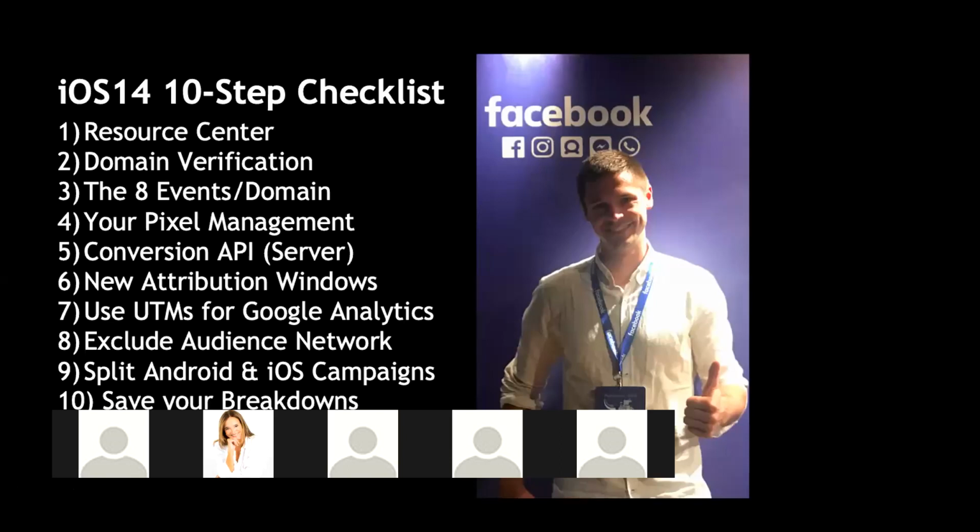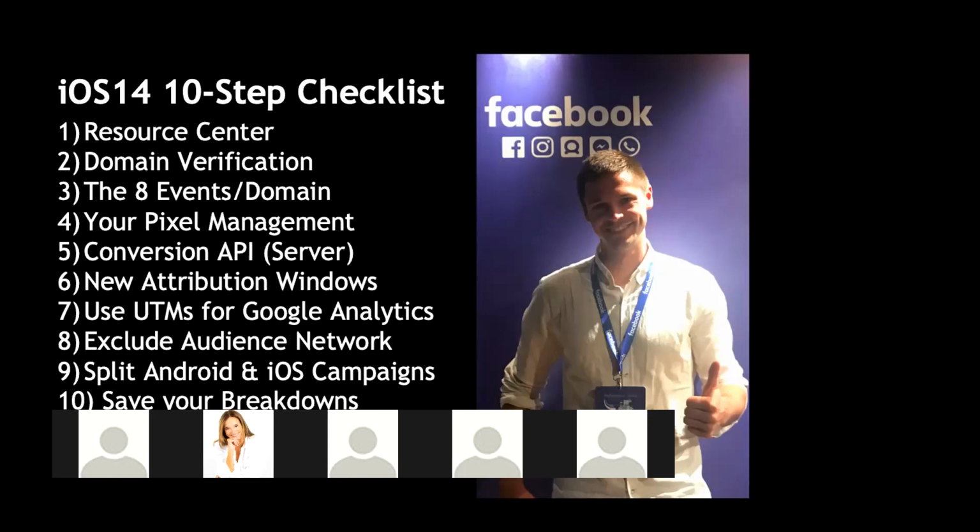And that's basically the summary of our wonderful 10-step checklist. First, Facebook sends you these warnings in the resource center for a reason, so go after them and make sure that you don't have any warnings there anymore. Second, verify your domain. The easiest way to do it is with the meta tag, which is basically just copy-pasting the snippet into the header of your website. Then how to define these 8 events per domain: you could perfectly fine do this, especially if you have one pixel connected with one domain.